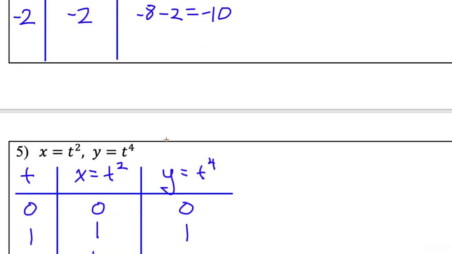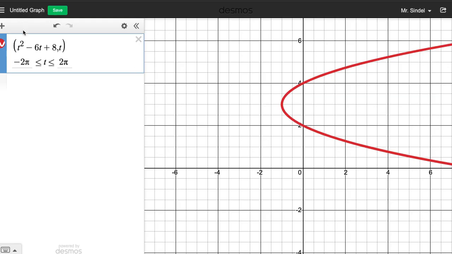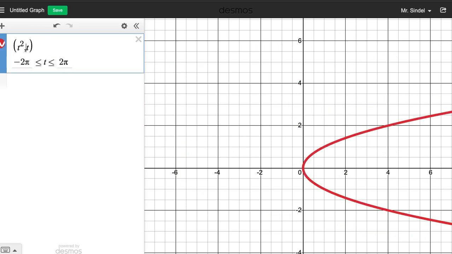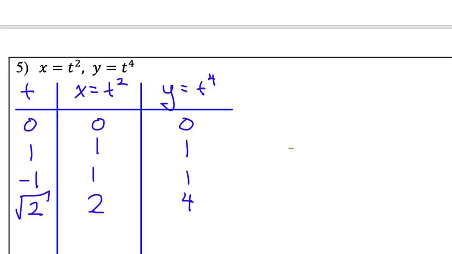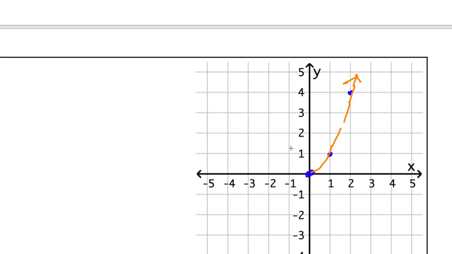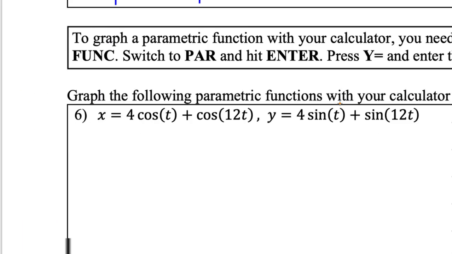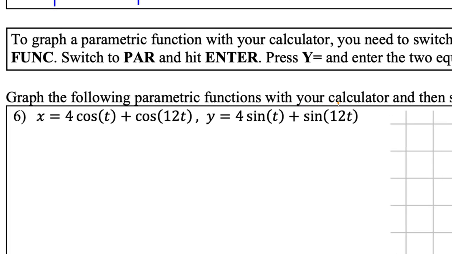And finally, down here, t squared and t to the power of 4. Yep, and notice that even though we have negative values of t, we can only stay on that right-hand side. So if you do put the rest of the parabola over here, the imaginary side, that doesn't exist. It's only over there.